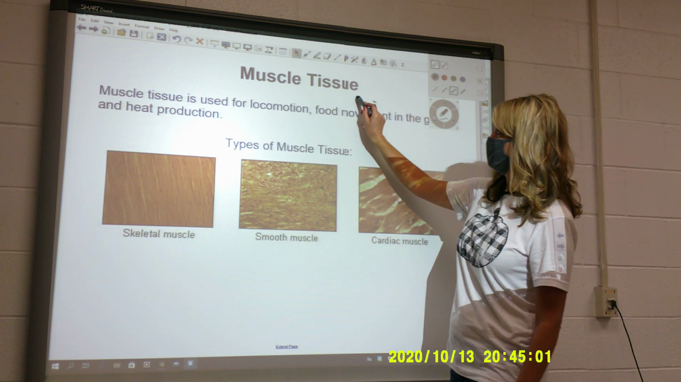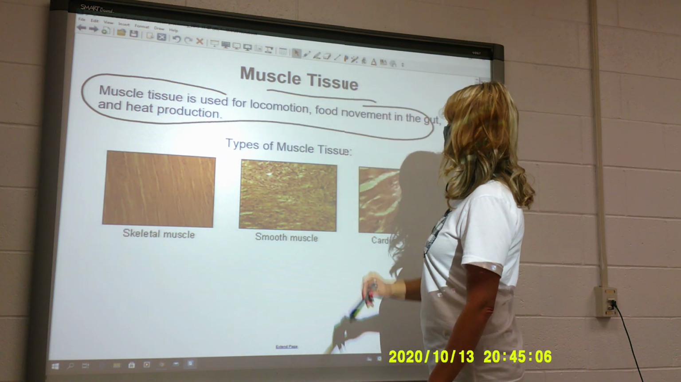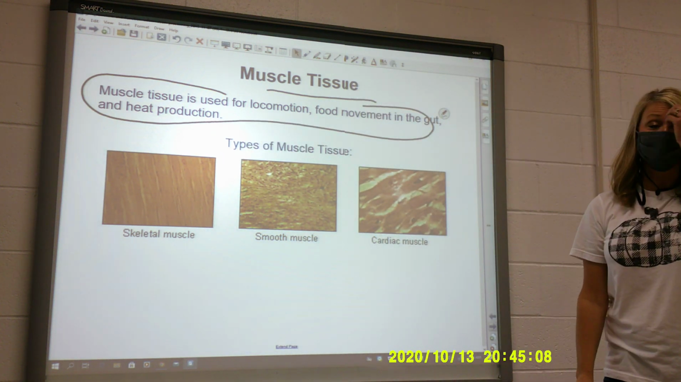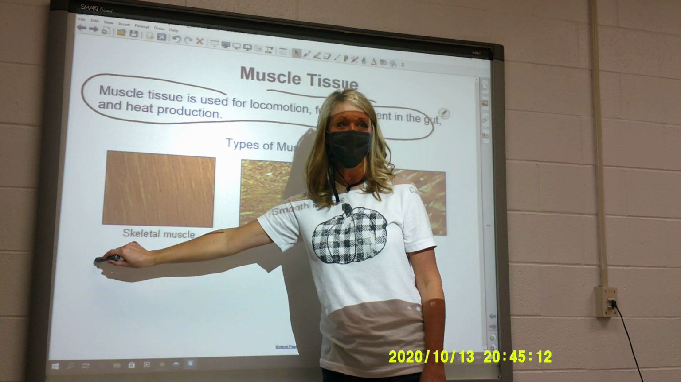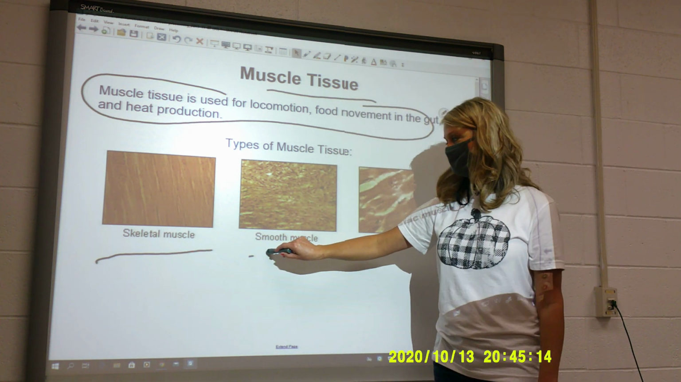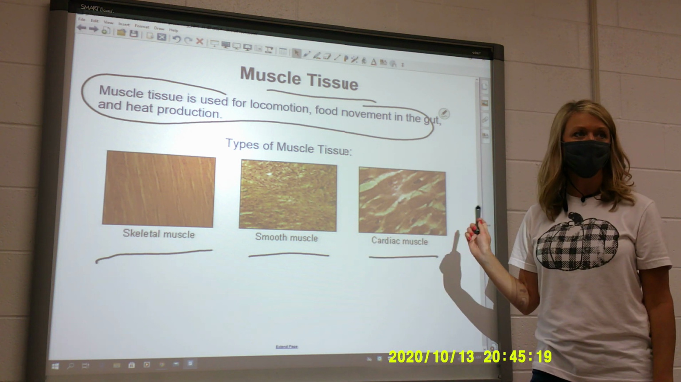We also are going to talk about muscle cells. Obviously, you know muscle cells are used for movement, food movement through your digestive system, and heat production. Skeletal muscle, which obviously is on your bones. Smooth muscle, that is in your organs. And cardiac muscle is only found in your heart.